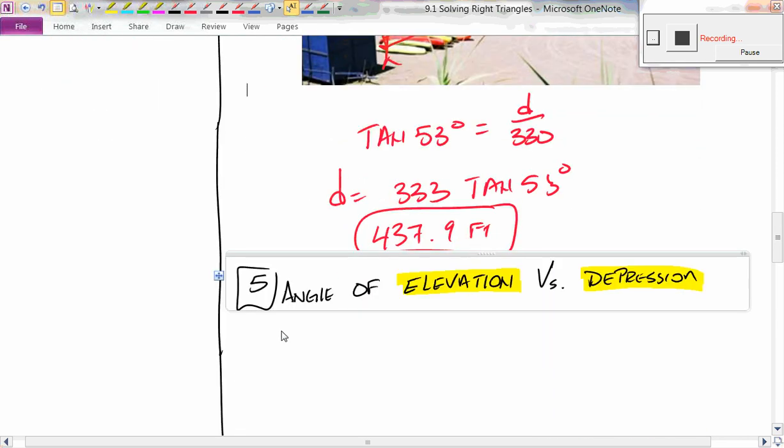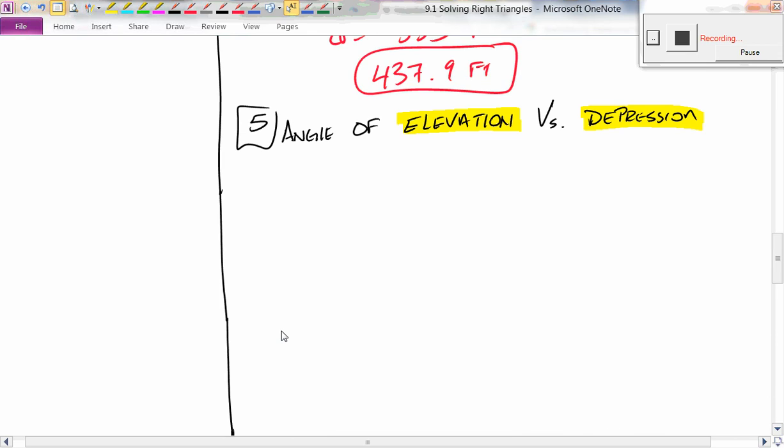Here we go. Let's talk about the difference between angles of elevation versus the angles of depression. Hey, now you guys know how long your local bridge is. Cool. Go walk across, count, and verify that. Okay, angle of elevation.